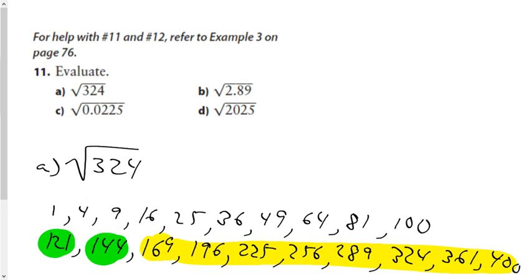So what is the square root of 324 based on that drawing I just did? Well, this right here is 20 times 20, 19 times 19. It has to be 18 times 18, so therefore the square root of 324 is 18.